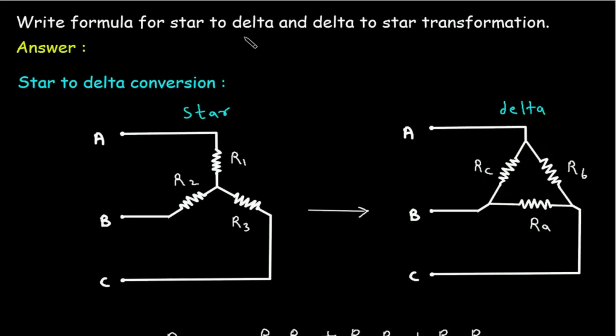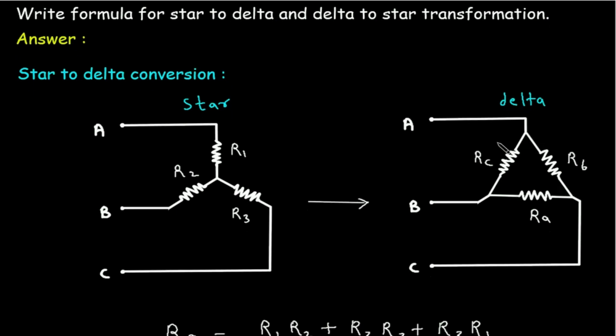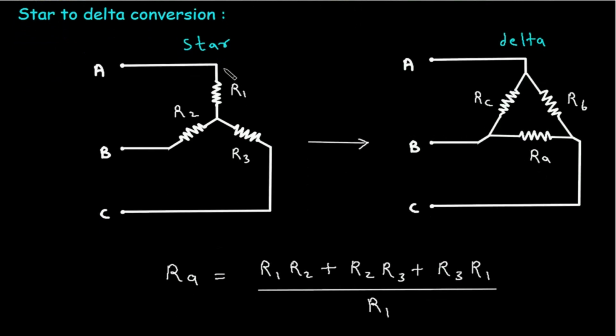Write formula for star to delta and delta to star transformation. Answer: star to delta conversion. Here we can see this is a star connection and this is a delta connection. Now to convert star into its equivalent delta form, we have to find RA, RB and RC.